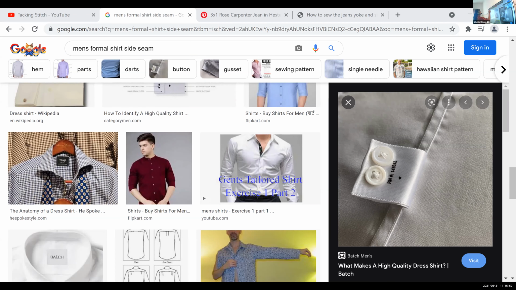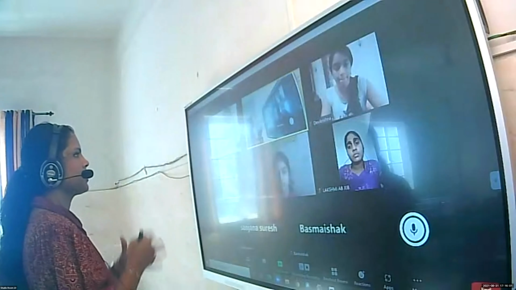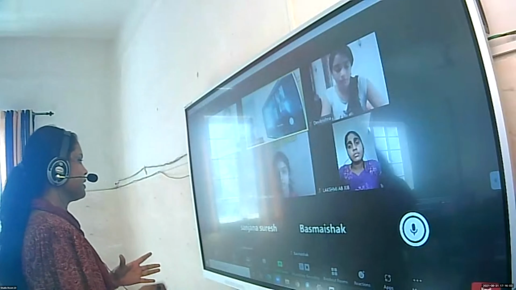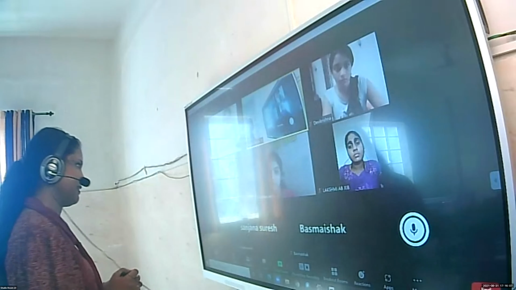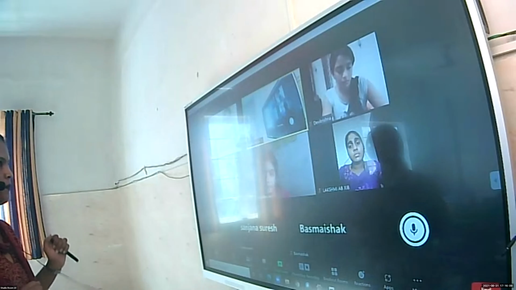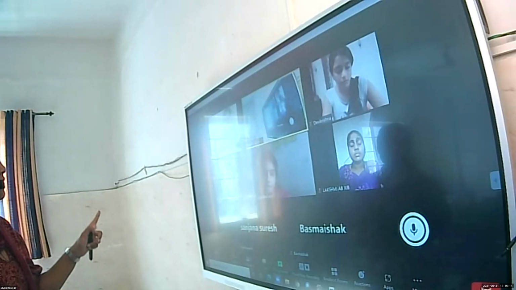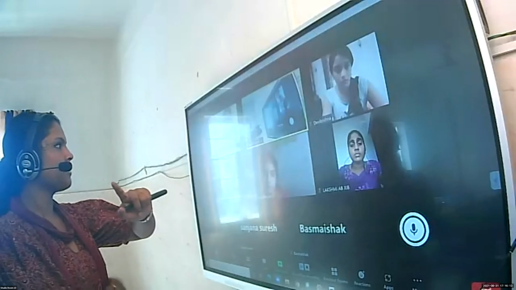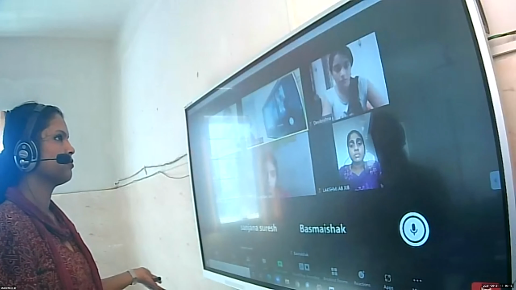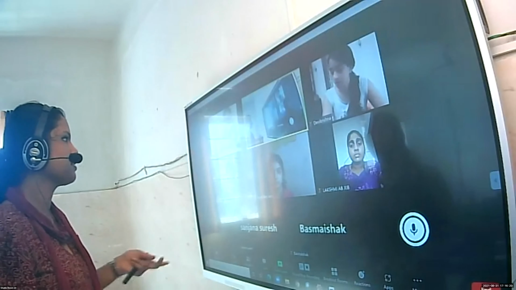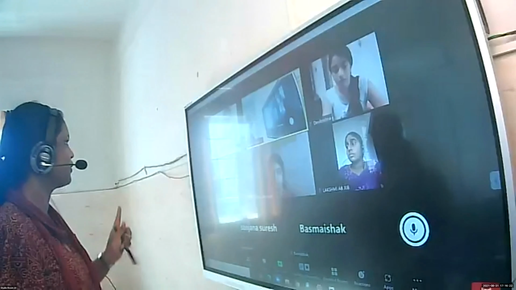Is it similar to the type of seam finish or the seam that you are having there, right? Yes, exactly. It is similar to that one. Is it similar to the seam finish that you can find in your kurti or salwar? Is it similar to the ones that we can find there? No, right? It's different.